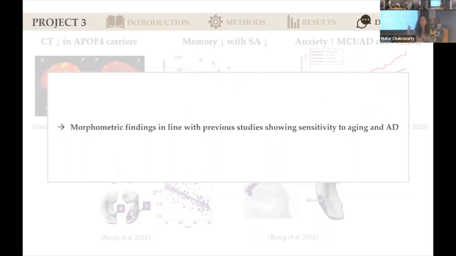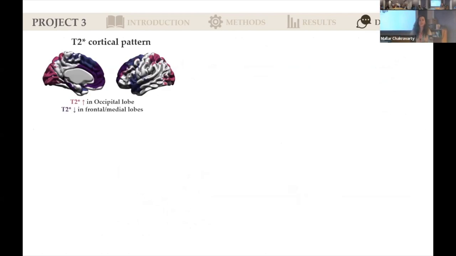Overall, the morphometric findings are really in line with previous studies showing that they are sensitive to aging and Alzheimer's disease. But now, looking at the cortical pattern, I was really interested by this T2* pattern because it was a bit confusing: we see T2* increase in the occipital lobe and T2* decrease in the frontal and medial lobes. I was curious how we could interpret these opposite effects, and to relate that to previous papers in the field of qMRI, I'm going to make a small change here. T2* can also be characterized as R2*, and most literature papers use R2* to describe their pattern.